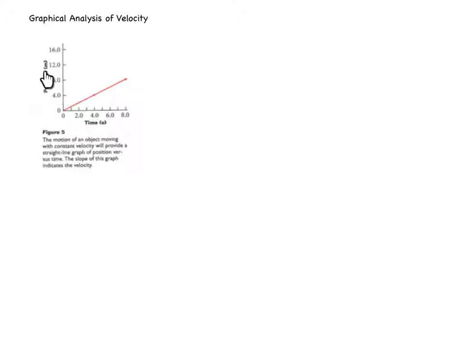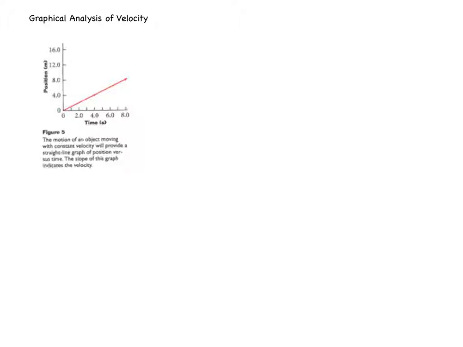This is a position versus time graph. And you can see the position versus time graph has a line like this. So a couple of things about this. This line has a constant slope. It starts at 0, 0, and it ends at the point 8, 8.